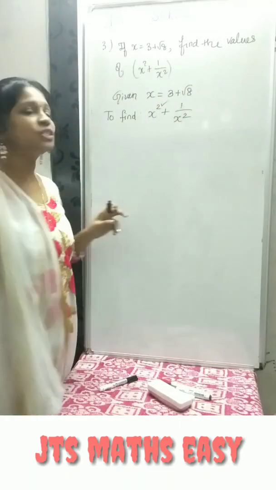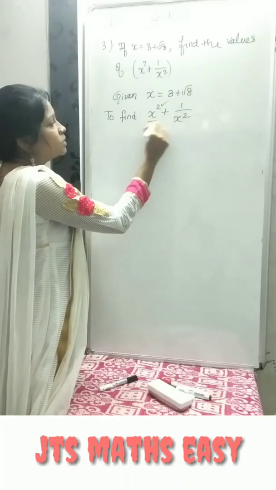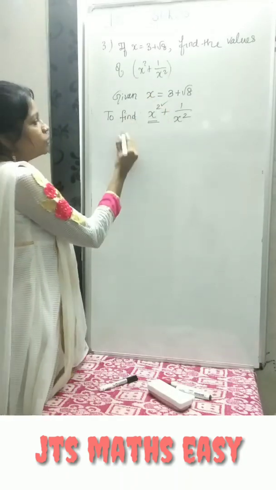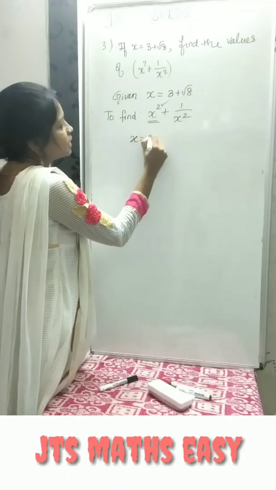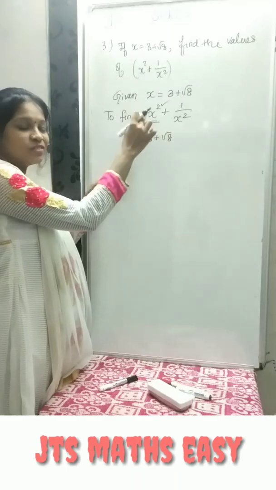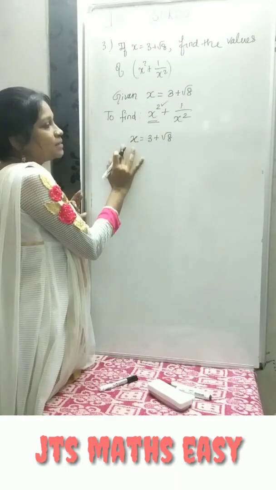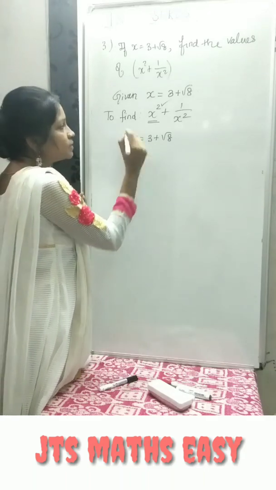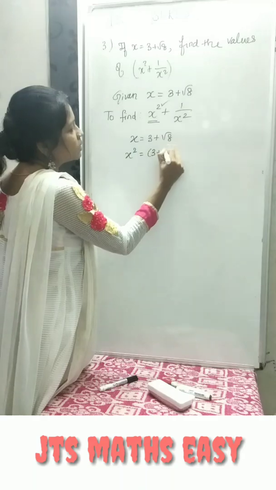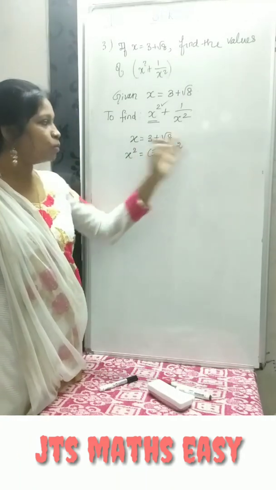So what is the first term? We have x square, right? So first I am going to find out this term. You can start your answer with the given value. It is given that x is equal to 3 plus root 8. But actually what I need for the first term is x square, which means I want to raise the power 2 on both sides. So x square is equal to (3 plus root 8) the whole square. Just raising the power 2 on both sides.